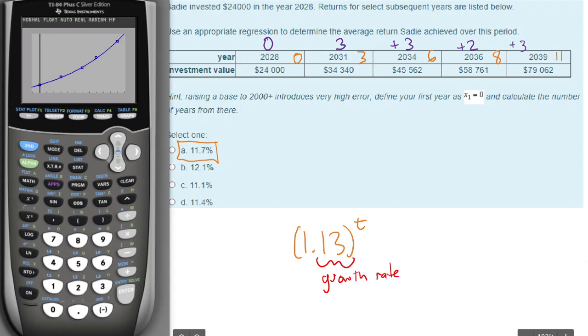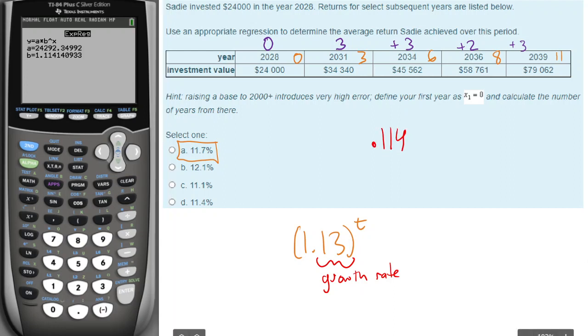So if I go back to my second entry and do my exponential regression, this is the screen we actually care about because our growth rate is right here. Our growth rate isn't the base, right? The base is what we're raising to our exponent. Our base is 1.114, which means that our growth rate is 0.114. So our growth rate is 0.114, which you multiply by 100% is 11.4%. And so our correct answer is D, 11.4%.